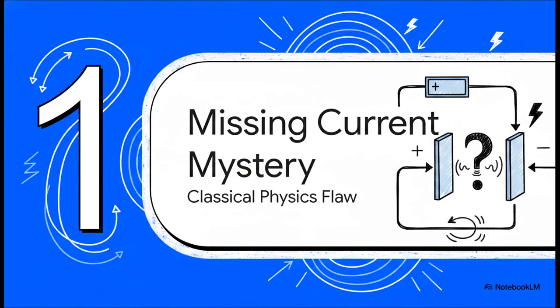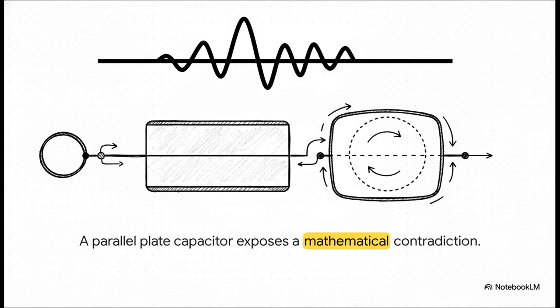Section 1. The missing current mystery. Okay, imagine a charging capacitor. If you measure the magnetic field outside the plates, boom, you find one. But if you measure it perfectly between the plates, where there's no physical wire, classical physics tells us the magnetic field should be absolutely zero. But here's the kicker. In reality, it isn't. Science literally cannot have contradictions like this. Ampere's law had a massive plot hole, and something was definitely missing.